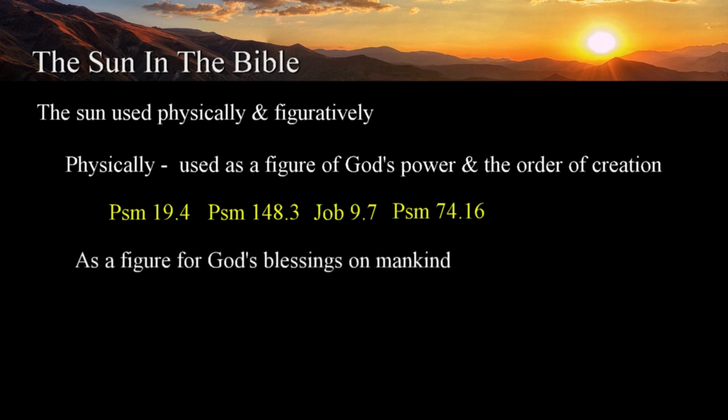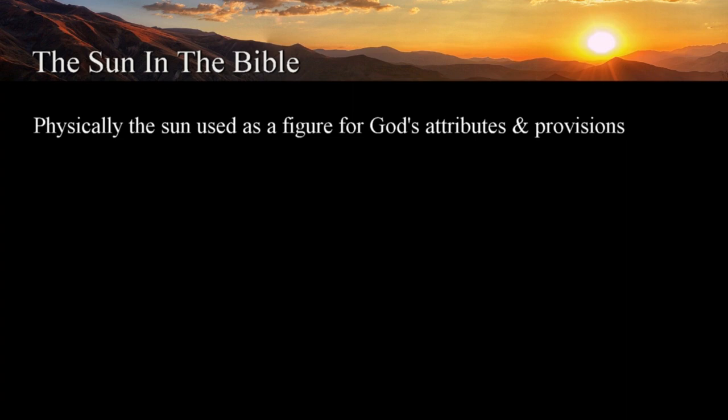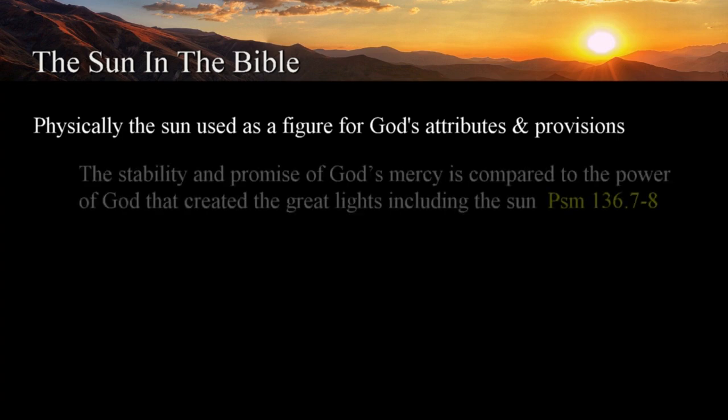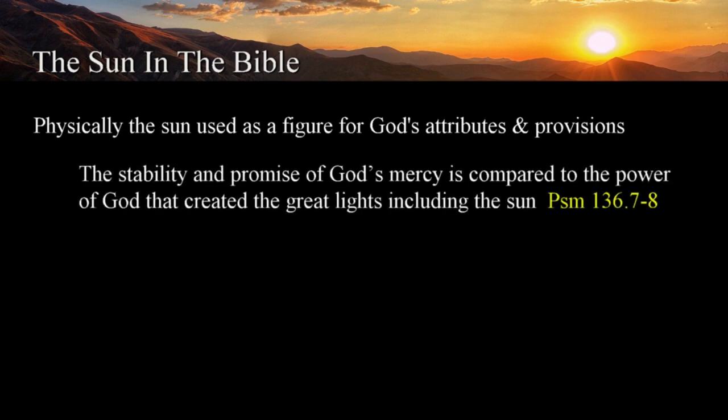God's blessings on all mankind are stated by Christ, who notes that God causes the sun to rise on the just and the unjust in Matthew 5:45. The physical nature of the sun is used as a figure for various attributes of God and his provisions. The stability and promise of God's mercy is compared to the power of God that created the great lights, including the sun, in Psalm 136:7 and 8.